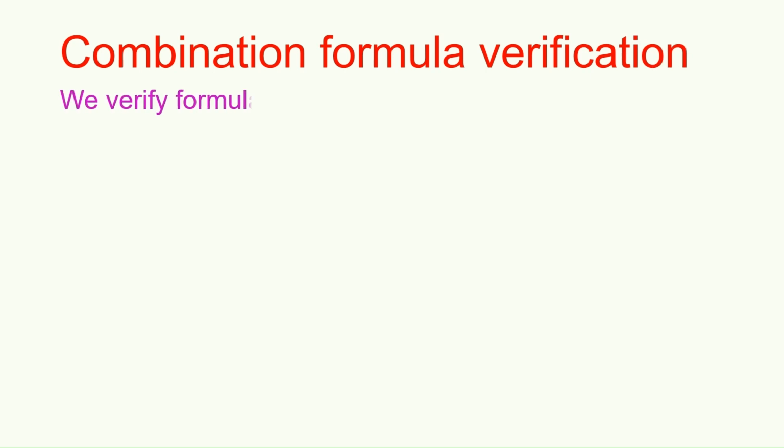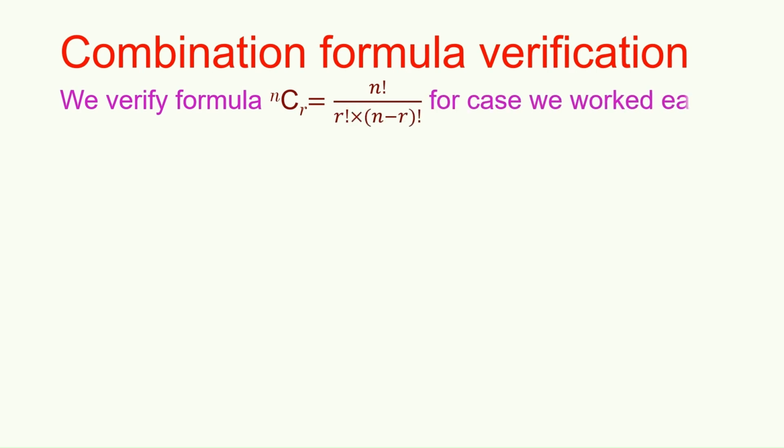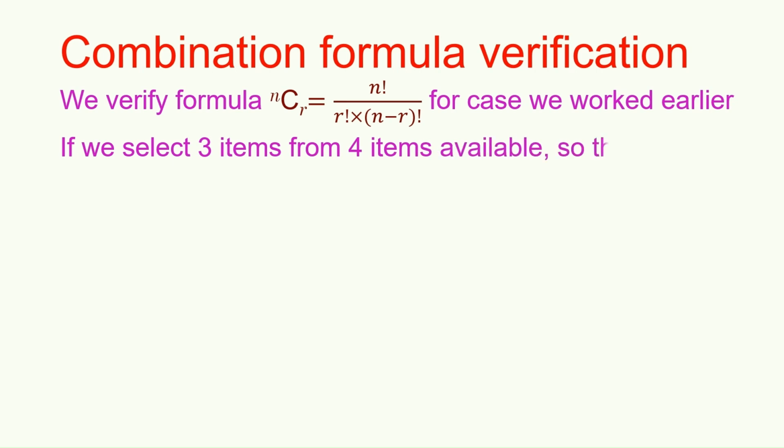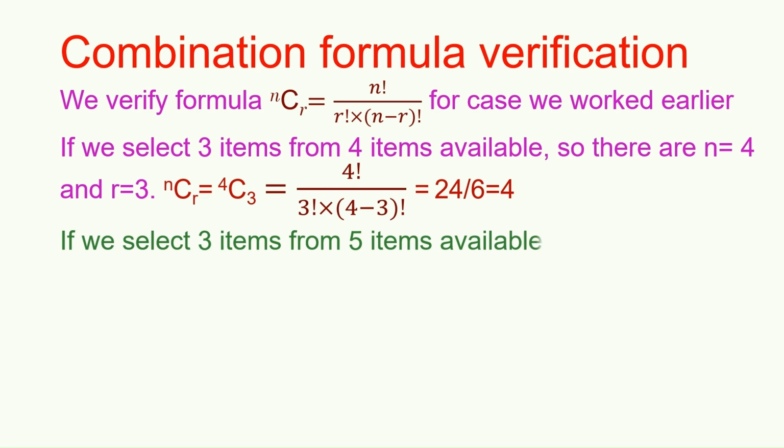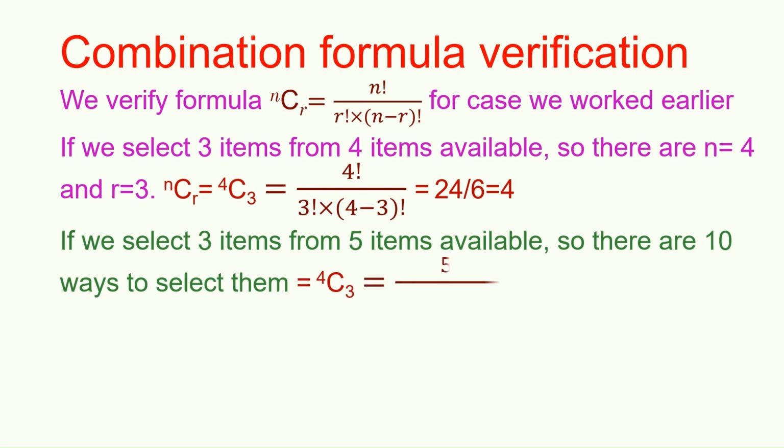Combination formula verification. We verify the formula nCr equals factorial n divided by factorial r times factorial n minus r. For the case we worked earlier, if we select 3 items from 4 items available, n equals 4 and r equals 3. 4C3 equals factorial 4 divided by factorial 3 times factorial 4 minus 3 equals 4.